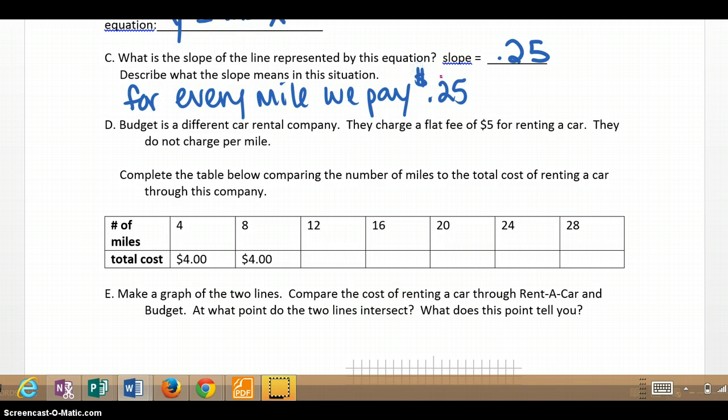Budget is a different car rental company. They charge a flat fee of $5 for renting a car. They do not charge per mile. Complete the table below, comparing the number of miles to the total cost of renting the car through this company. So this should say $5 on every line.